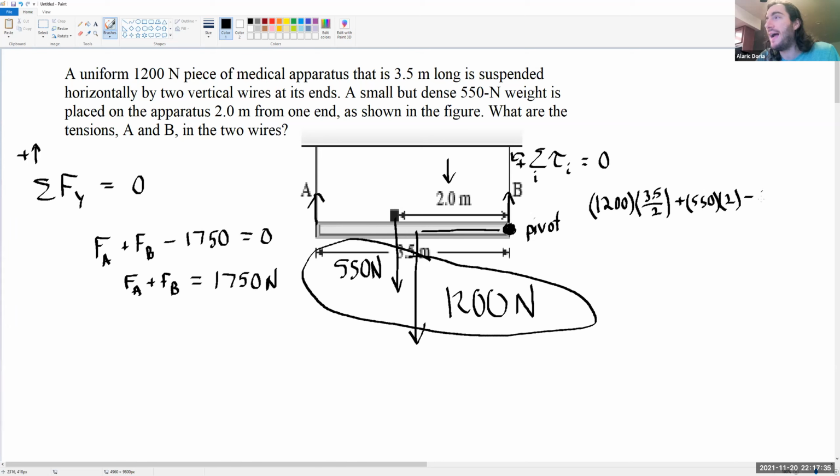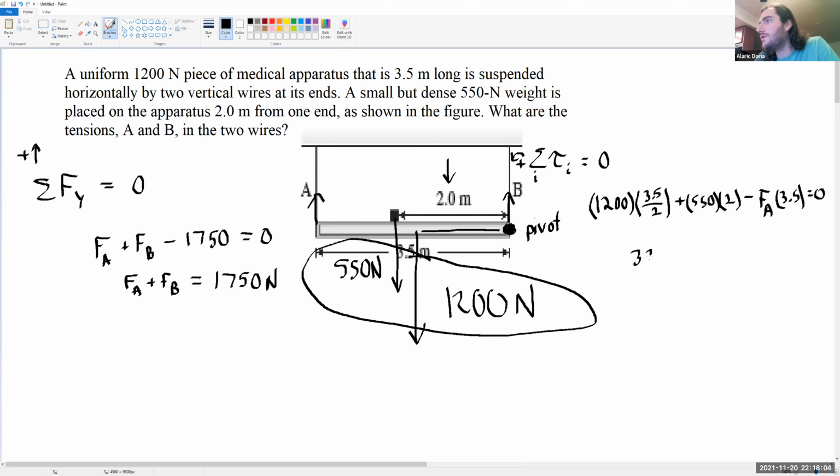And then, of course, minus FA times its lever arm, which is the full 3.5 meters there. And this should be equal to zero. So we can start multiplying some numbers together. The 1200 times the 3.5 over 2 plus the 550 times 2. And we end up with 3200 here.